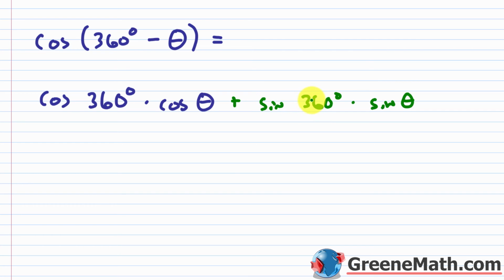Now, I know the sine of 360 degrees is the same as the sine of 0 degrees, and the sine of 0 degrees is going to be 0, right? So you can basically get rid of this. This is going to be 0.